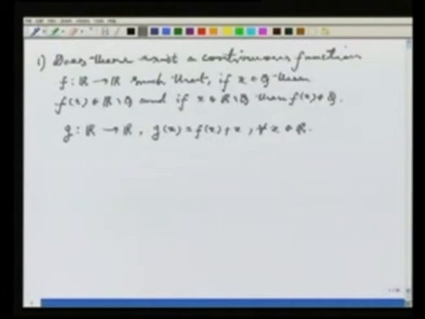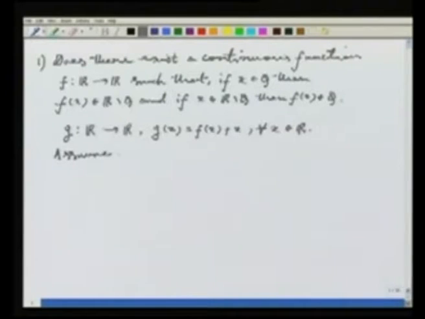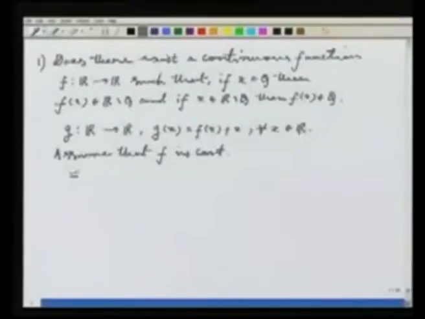And we are trying to give the contrapositive argument, that is, assume that f is continuous. Okay, so I want to get a contradiction out of it, and then that will show that no such continuous function exists. So if I assume that f is continuous, then the first thing which follows is that g is continuous.